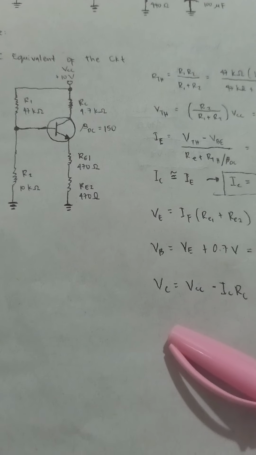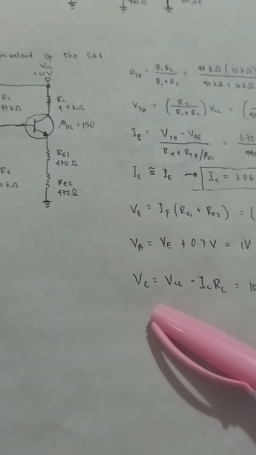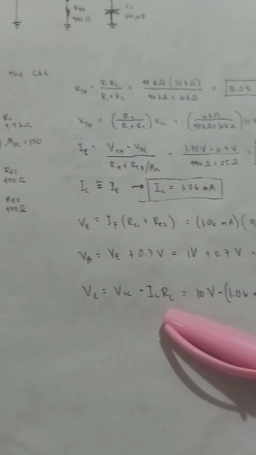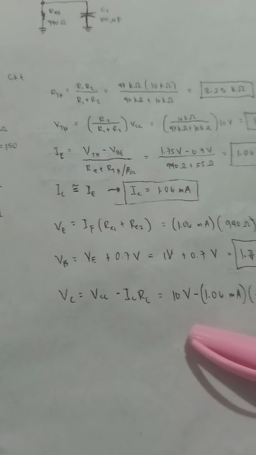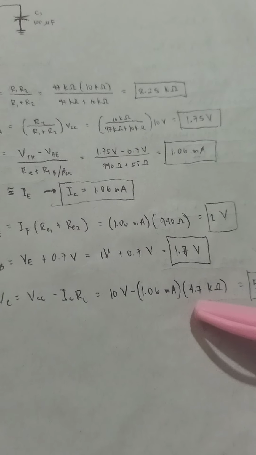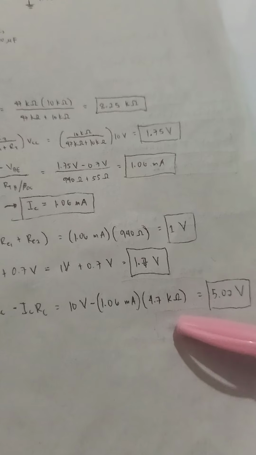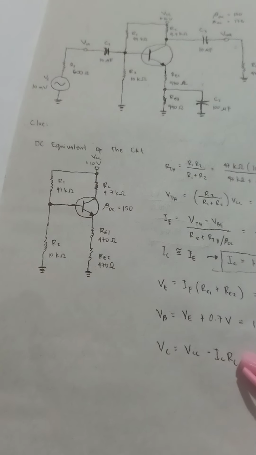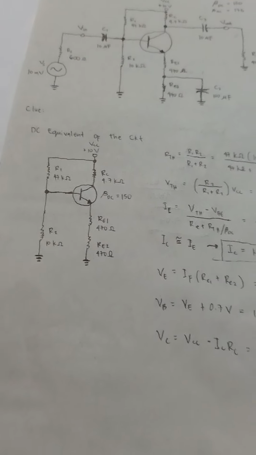For the collector voltage VC, it is equal to VCC minus IC multiplied by RC. So 10 volts minus 1.06 milliamperes multiplied by 4.7 kilo ohms. So the collector voltage is equal to 5.02 volts. So that's it for the DC equivalent of the circuit. Moving on to the AC.